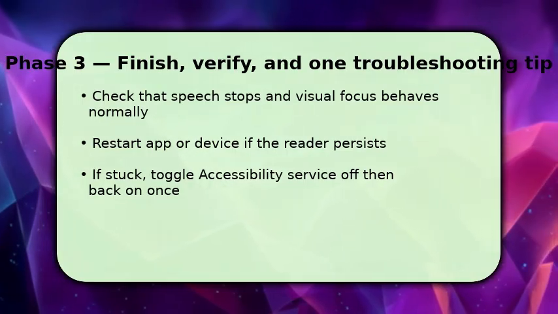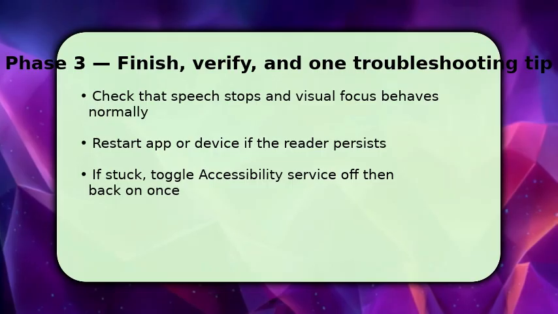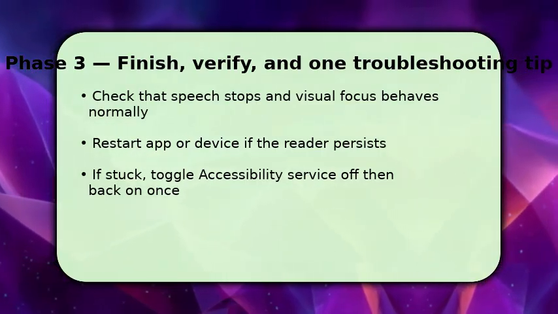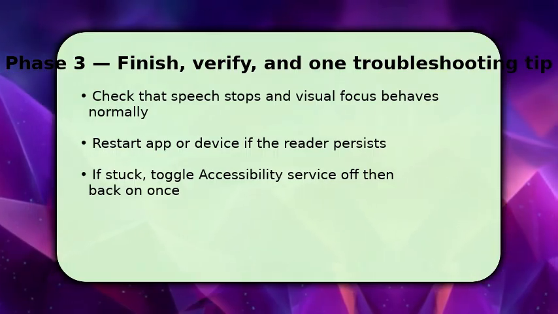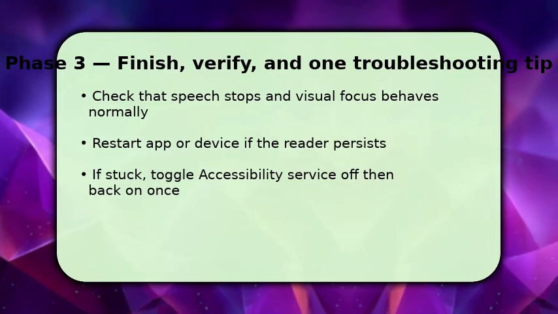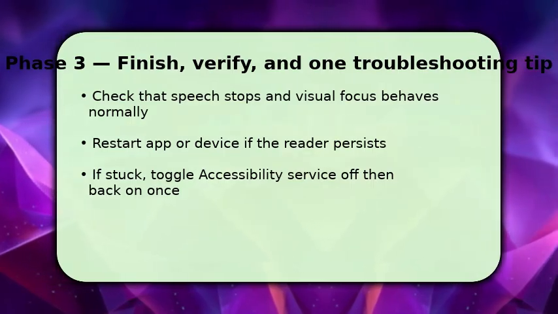If the reader still persists, go back to accessibility and toggle the service off. Wait 5 seconds, then leave it off. Restarting afterwards helps. One key troubleshooting tip: if shortcuts don't work, check for custom key mappings or admin restrictions, because those can prevent the standard toggle from functioning.